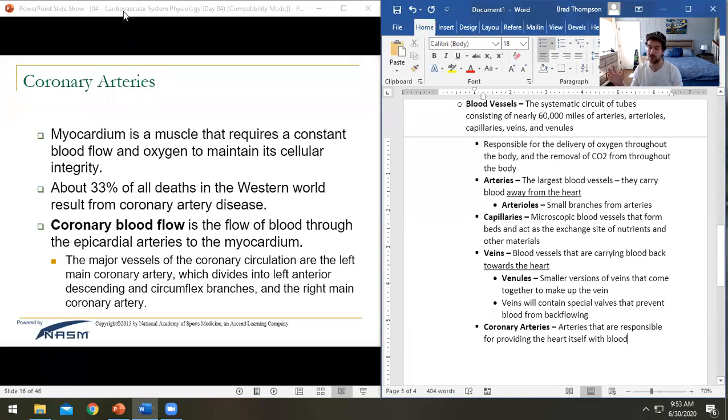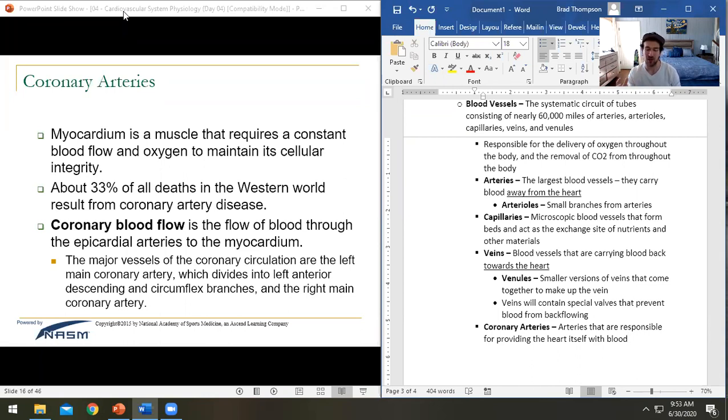All blood vessels are responsible for supplying oxygen and nutrients to the tissues of the body. But these are the vessels that supply the tissues that are the pump that supplies the rest of the body. That's why they're so important, right?